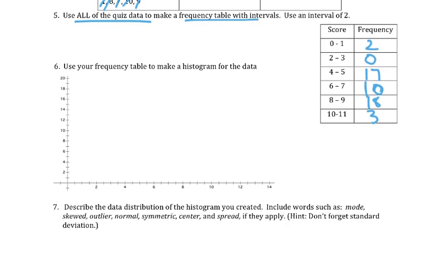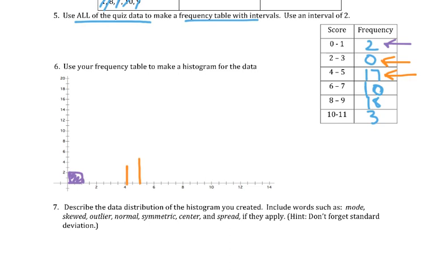Alright, now it wants us to make a histogram. So, for this between 0 and 1, we'd have 2. So this area right here would be kind of a bar graph at 2. Then we had none at 2, 3. So 4, 5, we had between 4 and 5. So we have 17, so about right up there.